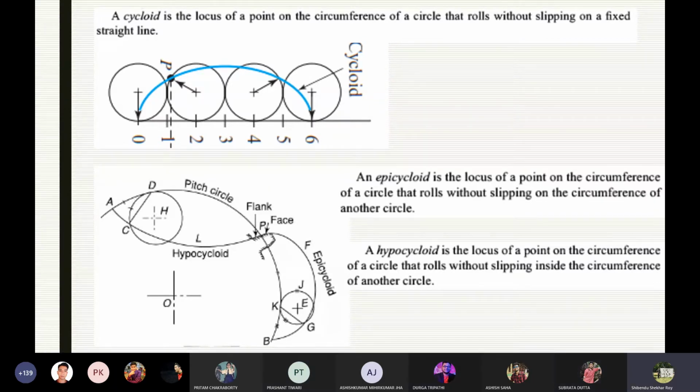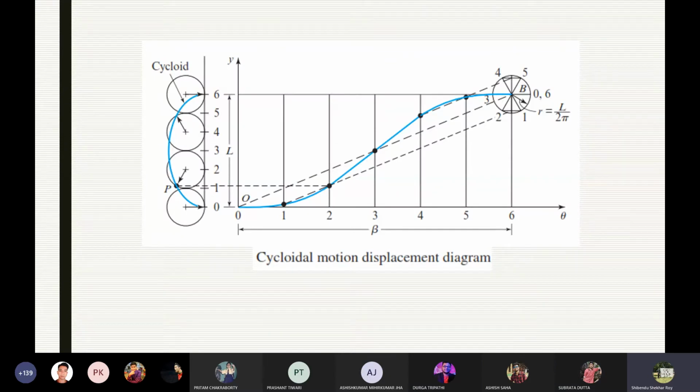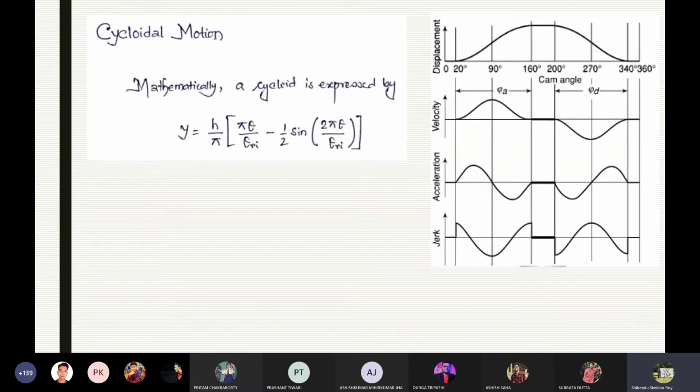Yes, sir. So here we like to use the cycloid for the follower motion. So cycloidal motion, the displacement diagram, you just see here. The equation of the cycloid you have to remember; proof of this one is not required at this stage. It is already proven.